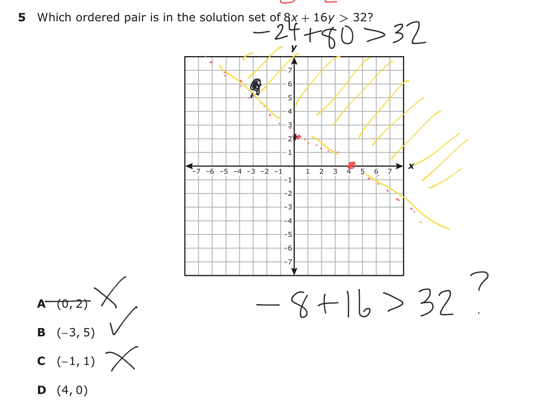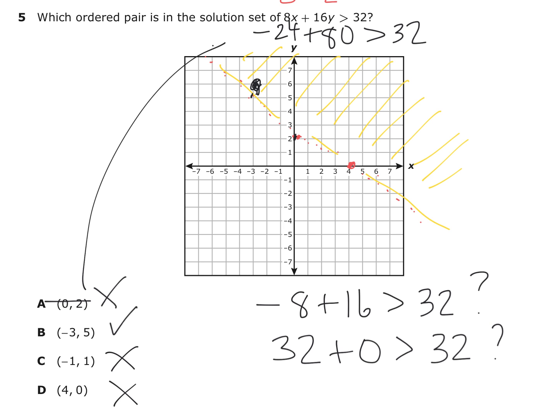And the last one is 4, 0. X is 4, y is 0. 8 times 4 is 32. And y is 0. So is 32 greater than 32? And the answer is no. And so I think the best way of doing this is just to take these points and plug them back into your equation. So use your calculator and plug in for x and y and see if you get something greater than 32. And so we said the answer for this one was B.